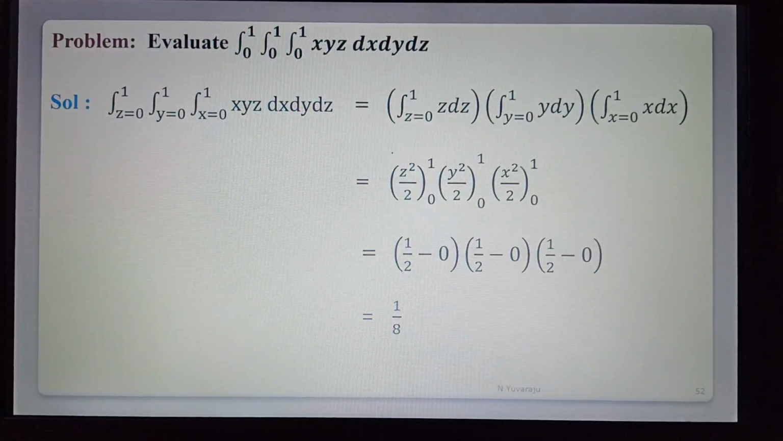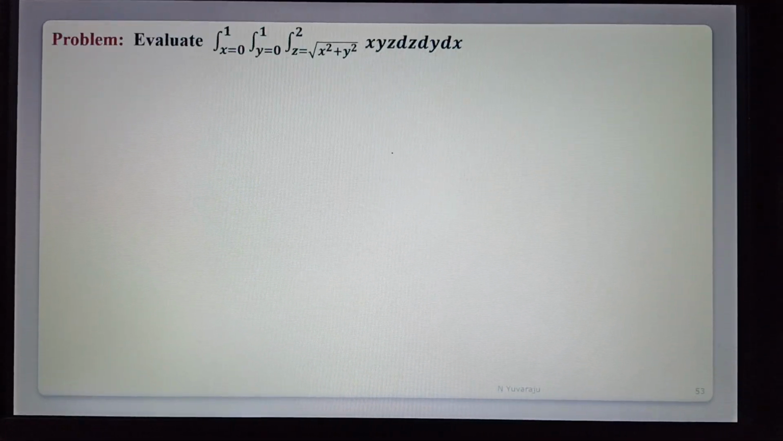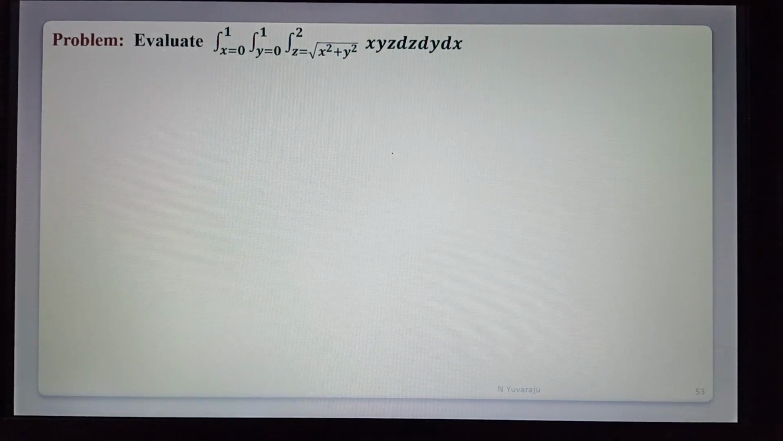See the next example. Evaluate the integral with x from 0 to 1, y from 0 to 1, and z from square root of x square plus y square to 2. Observing here, first we integrate with respect to z, because the z limits are functions of x, y. Second with respect to y, third with respect to x.